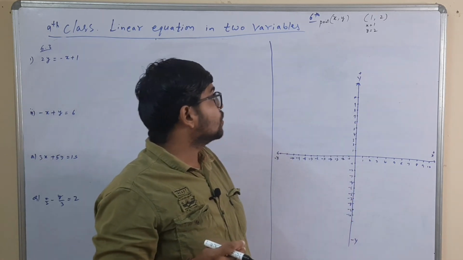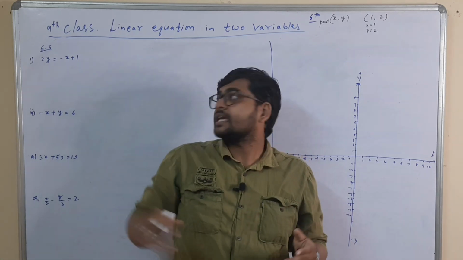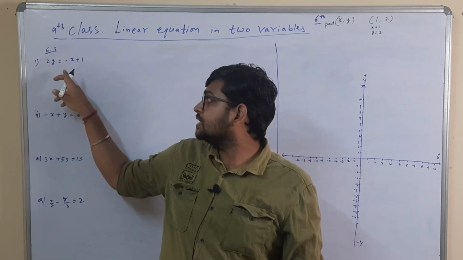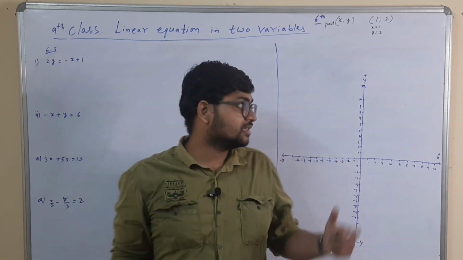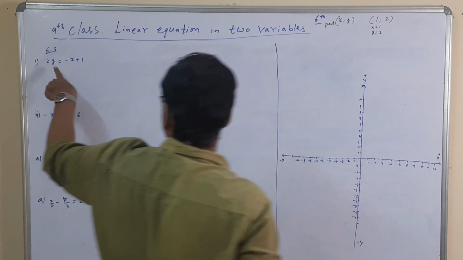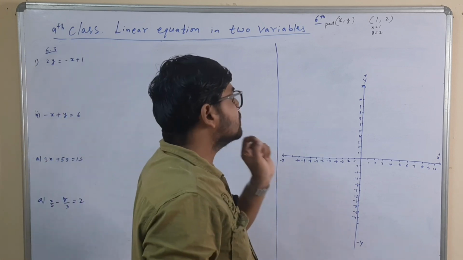What the question in 6.3 is actually asking is, they will give an equation like this. After that, what you have to do is represent this equation in graph form. How to represent it in graph form, I will tell you. Now see, whatever is given, you have to follow some specific rules.